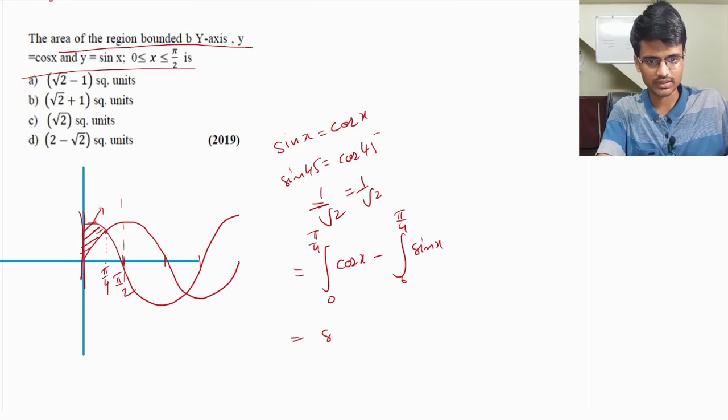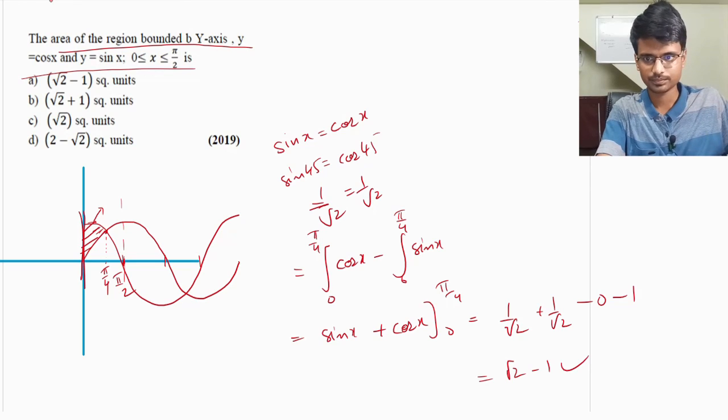Integration of cos x is sin x. Integration of sin x is minus cos x. So this becomes positive, from 0 to pi by 4. So sine pi by 4 is 1 by root 2, plus 1 by root 2. Sine 0 is 0, cos 0 is 1. So this becomes 2 by root 2, which is nothing but root 2 minus 1. Root 2 minus 1. So the correct answer is option A.